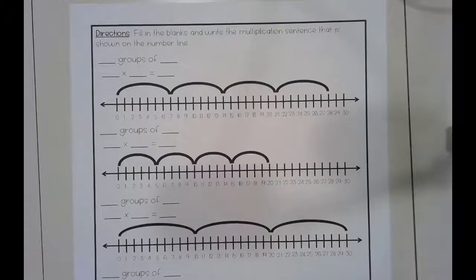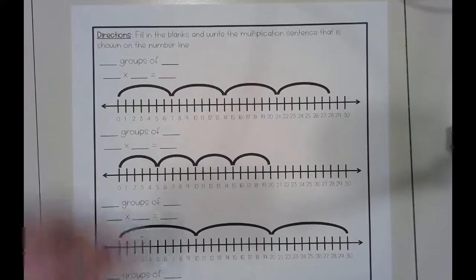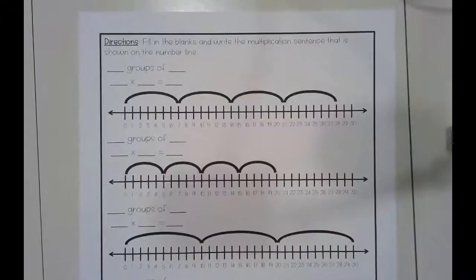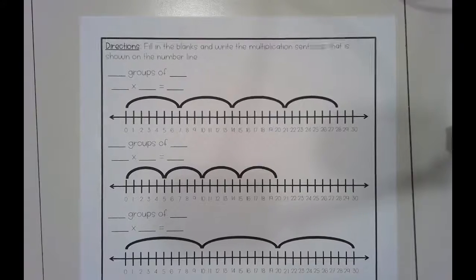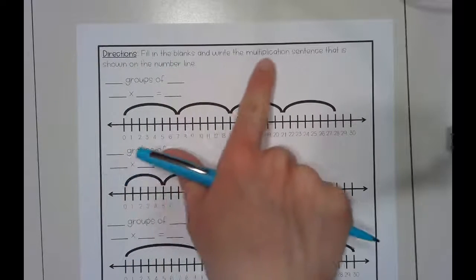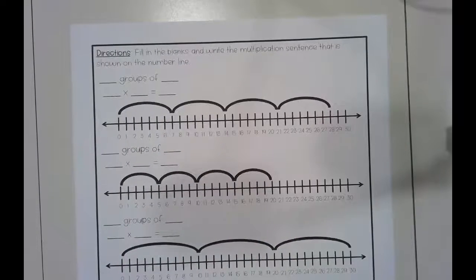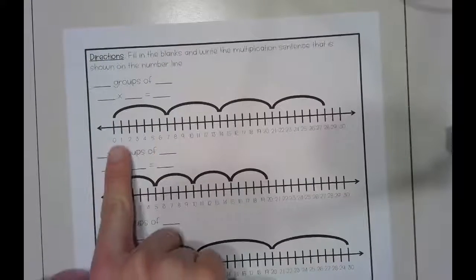Okay. So at this page, you should have already done the very first page and the back of the first page, and now you're on this page where you see they've done the hopping for you, but they haven't filled in any of the numbers. We have to figure out how many groups there are and how many of each group. So the directions say fill in the blanks and write the multiplication sentence that is shown on the number line. So we're looking to figure out how many groups there are and how many of each group. So let's take a look.